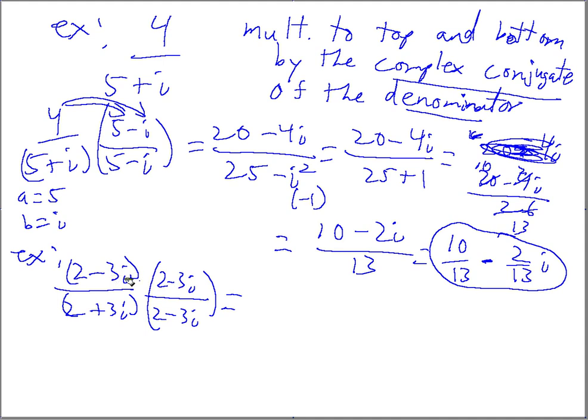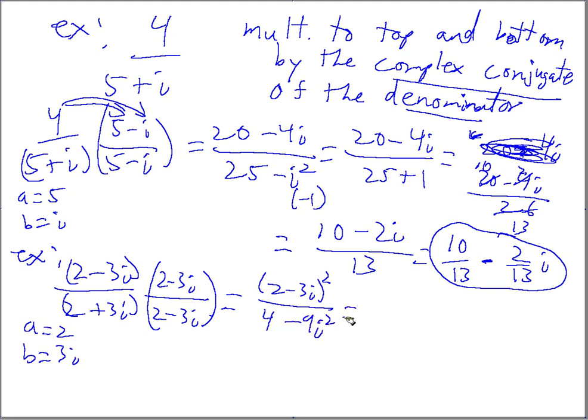Well, isn't that a perfect square formula situation? Isn't that (2 minus 3i) quantity squared on top? And down here, isn't that the a squared minus b squared formula, where my a is 2 and my b is 3i? Yes, that is in fact the case. So a squared is going to be 4, minus b squared, which is 9i squared.